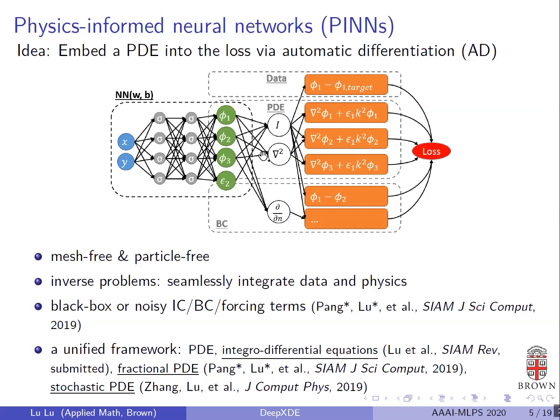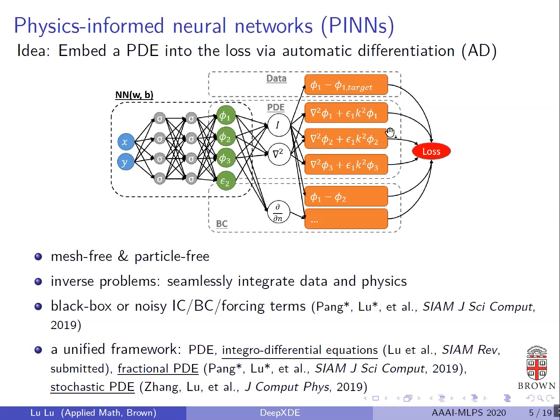So the key part is to design the loss function. The loss function includes a few different components. The first component is the standard supervised learning, because we know phi1 should be equal to phi1 target. Phi1 target is our measurements. So this is the standard supervised learning loss function. And next, we will add the loss function for the PDE into the network.